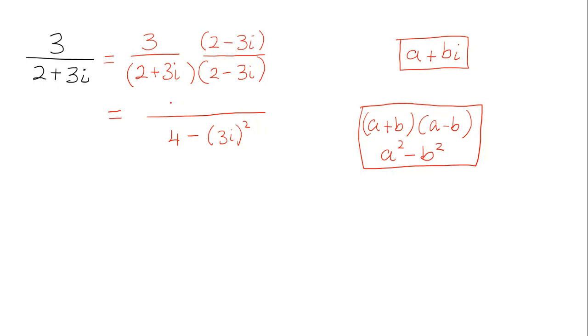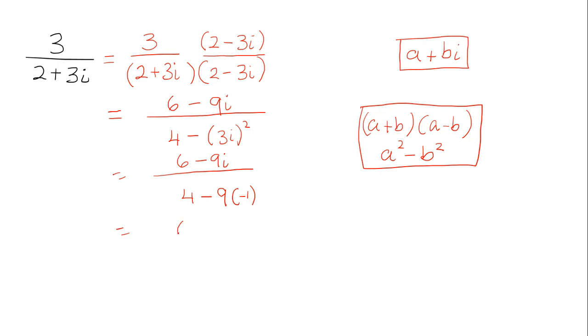At the top, we shouldn't leave it as it is. We just put 3 times 2 is 6. It's a straightforward answer. 3 times 3 is 9i. So let's see whether we can diminish our terms at the bottom. Now we have 4 and then 1, and then 3 to the power of 2 is 9, and then i to the power of 2 is just minus 1 as in the earlier videos.